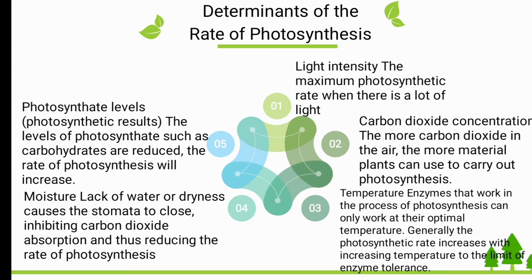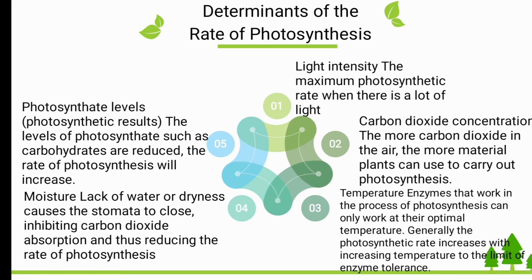Determinants of the rate of photosynthesis. First, light intensity, the maximum photosynthesis rate when there is a lot of light. Second, carbon dioxide concentration. The more carbon dioxide in the air, the more material plants can use to carry out photosynthesis.